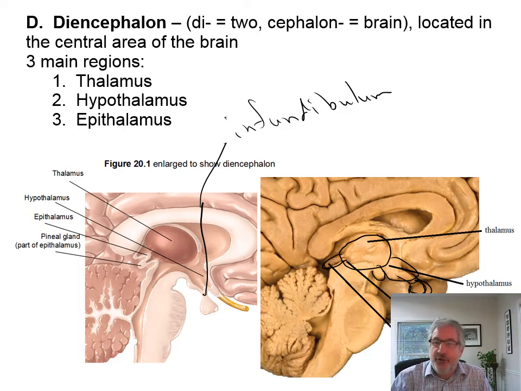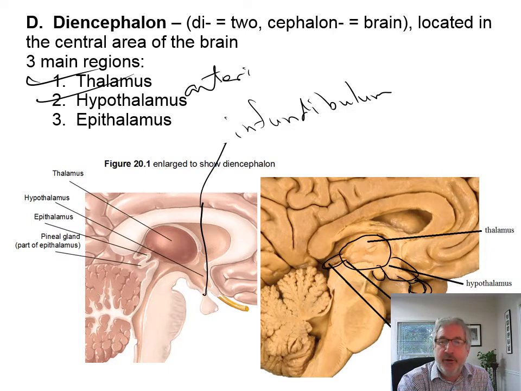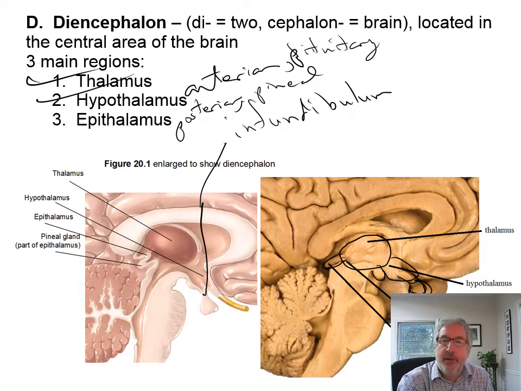So that gives you your thalamus. The hypothalamus is anterior, and the epithalamus is posterior. It has the pineal gland, and the hypothalamus has the pituitary. So there they are. There's your diencephalon. Okay, next slide.